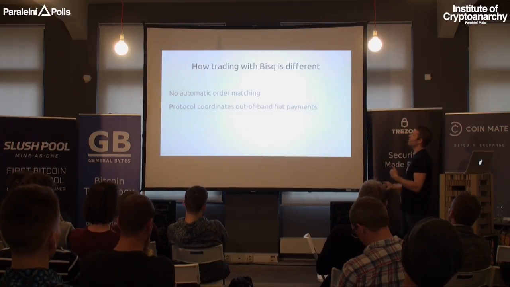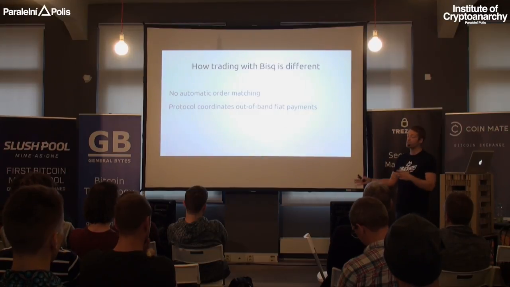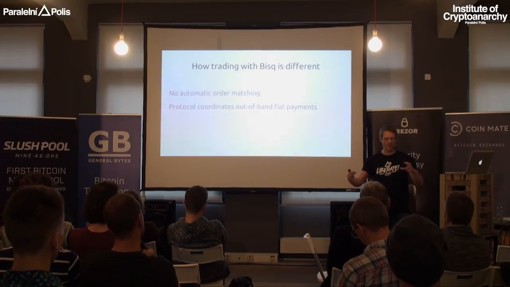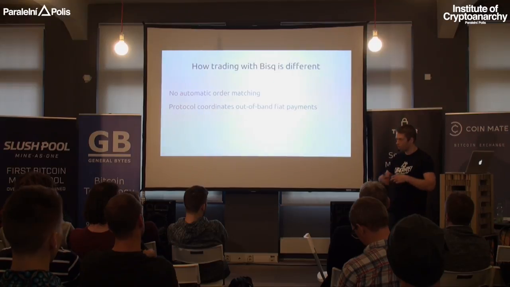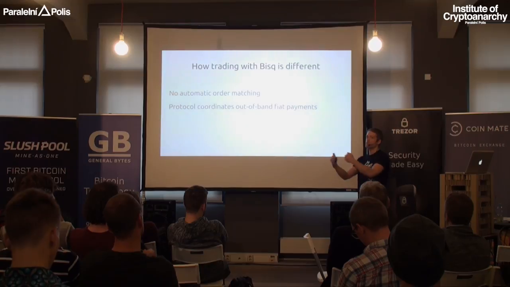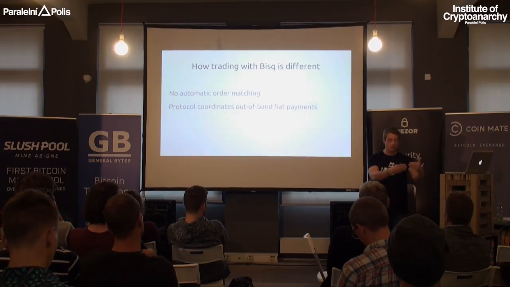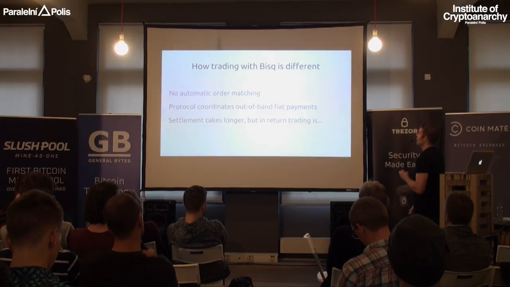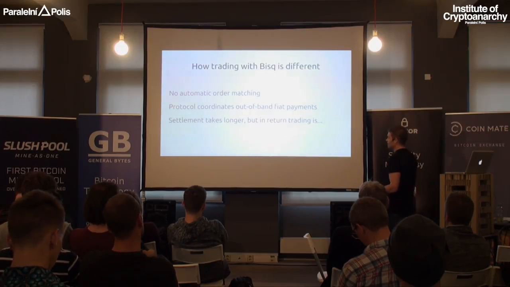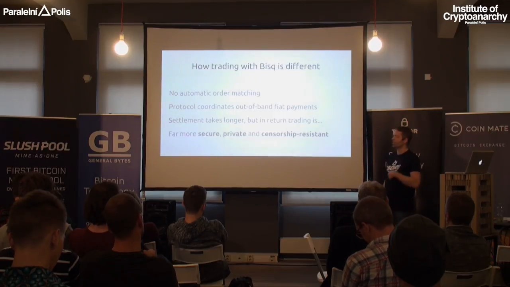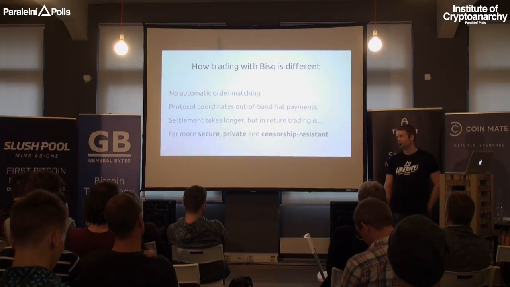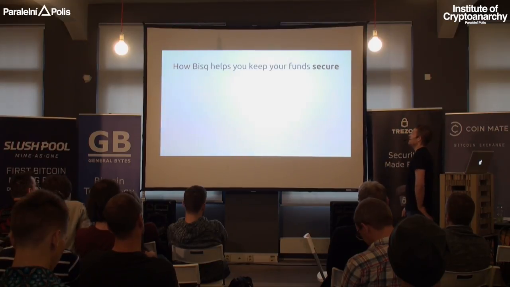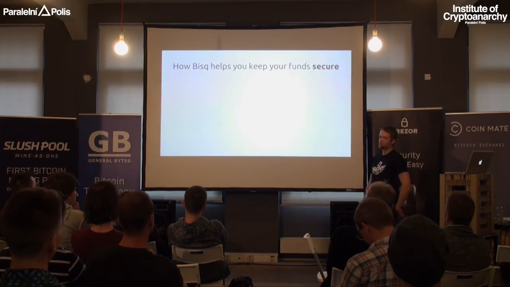So the protocol coordinates out-of-band fiat payments. There's no magic, right? Bisq isn't somehow making fiat payments work like blockchains. It's a protocol that coordinates the steps that human beings need to take to interface with legacy systems and talk to banks, right? So there's no magic. And settlement takes longer than on a centralized exchange. But in return, trading is far more secure, far more private, and far more censorship resistant than you would get otherwise. So how so, right?